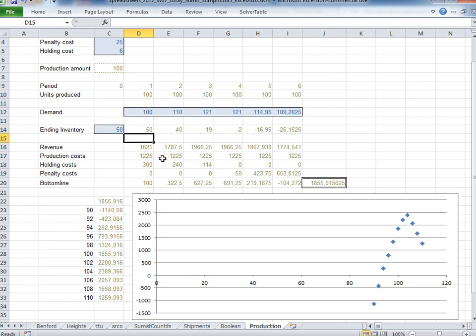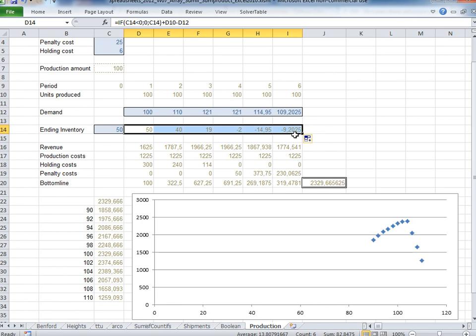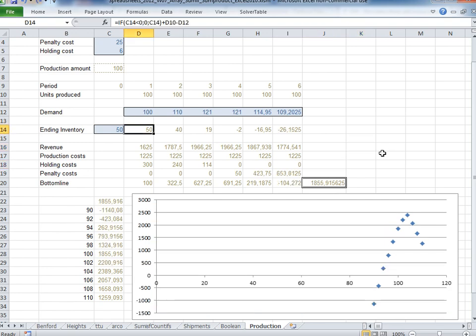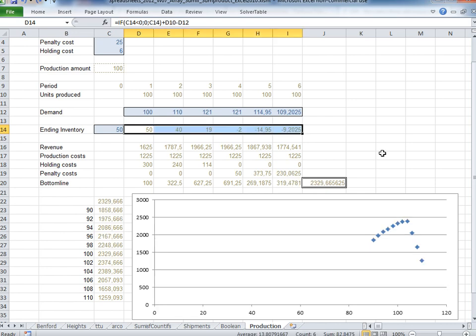Let's copy it. And let's see what changes. Now, let's see if the costs are now different. We copy the formula, and with a production amount of 100, we got from 1,855 to 2,329. So here it is. Here's our changing problem now. So it's always a matter of small nuances how to build up a model.